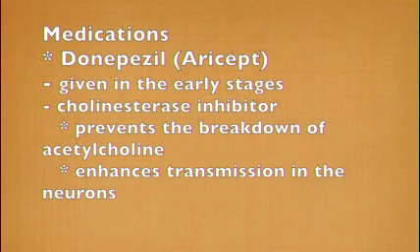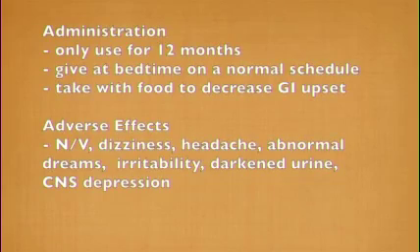After Julia and Michaela's assessment, Jillian has questions about a new drug that her mother has been prescribed. It's called donepezil or Aricept. It's commonly used in the early stages of Alzheimer's to slow the progression of the disease. It's a cholinesterase inhibitor, meaning it prevents the breakdown of acetylcholine and enhances the transmission in the neurons. This medication should only be used for 12 months. It should be given at bedtime on a regular schedule. The patient can also take it with food or specifically milk to decrease GI upset.